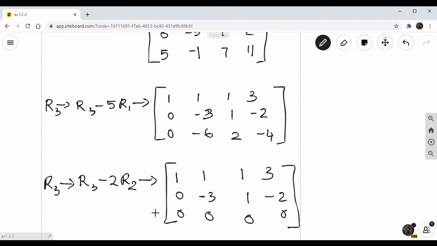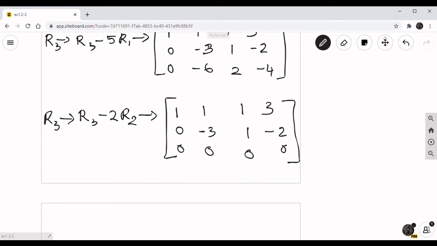So the last equivalent matrix is in row echelon form. It has two non-zero rows, and one row has completely become 0. Therefore, the last equivalent matrix is in echelon form, and so the rank of A is equal to 2.